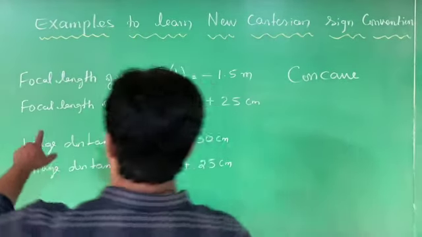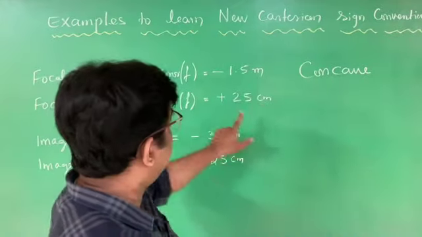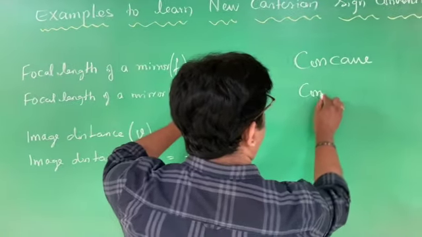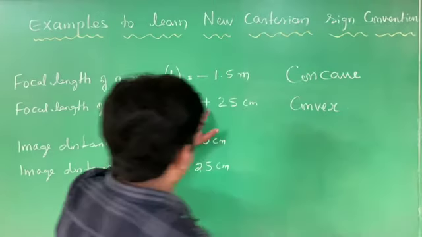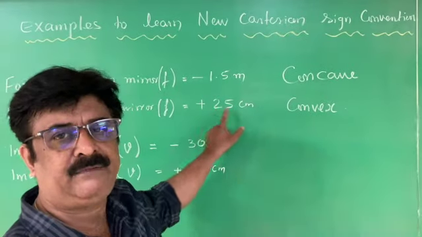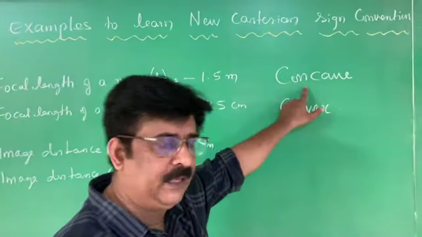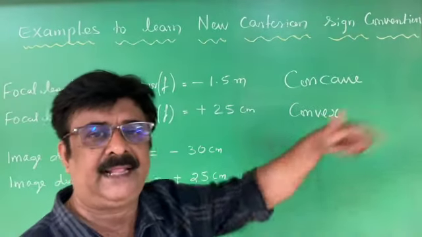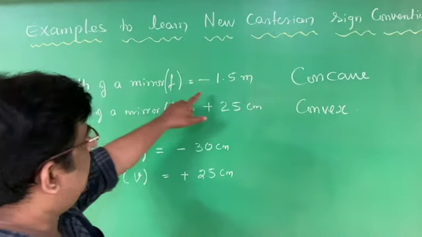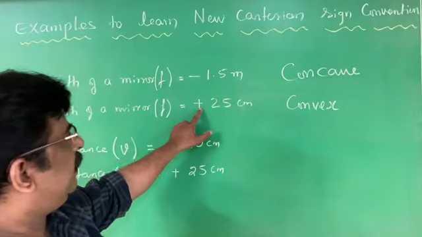The same way, focal length of a mirror is plus 25 centimeter. Here see the plus. Plus refers to convex, and this is the measurement. What is the length? 25 centimeter is the focal length. Here the minus sign refers to a concave mirror, and 1.5 meter is the length of the focal length on the negative side. That is the idea. Therefore, if focal length is given as minus, you have to take concave. If plus is given, you have to take convex.